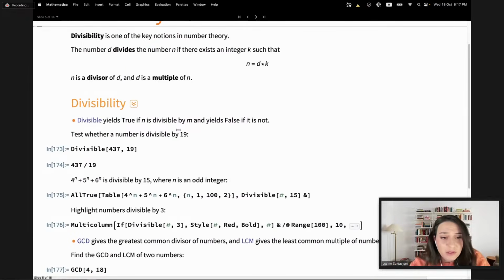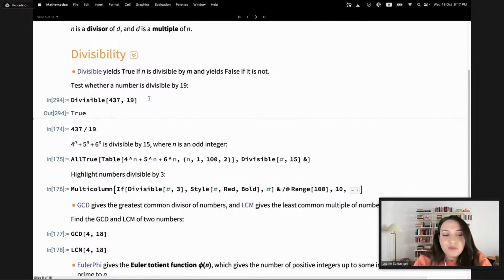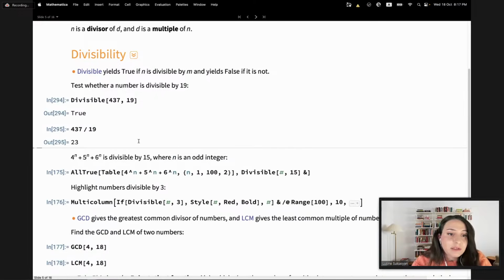And what are the functions that we use here? Of course, Divisible, which gives you True if n is divisible by m and False otherwise. So we can test whether a number is divisible by 19 by simply doing this. And yeah, True, and we can check it. Of course, 437 divided by 19 is 23.